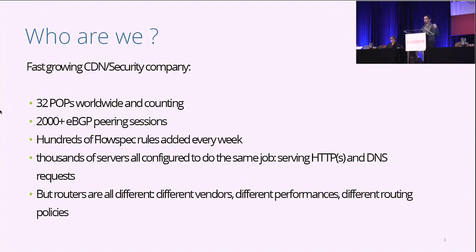So at Cloudflare, we have thousands of servers doing all the same job, serving HTTP and DNS requests. That's a very easy task to automate for my colleagues. But on the router side, all our collocations are different. We have different vendors. We have different router performances, different transit, different routing policies, especially when you do anycast routing. So that side is very difficult to automate.